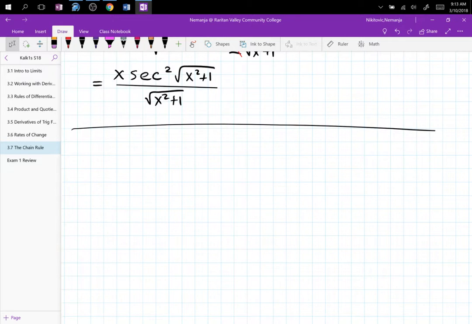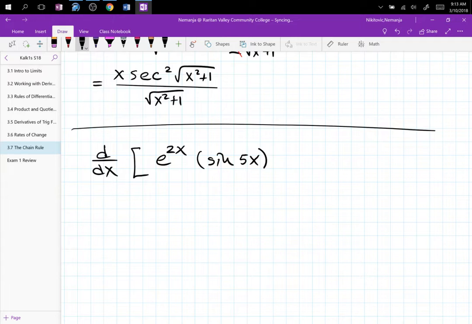So we have the derivative of e to the 2x times sine 5x. So, there you go. Now you're looking at this thing and you say, well, great. It's not e to the x. It's not basic. And it's not sine x. It's not basic. So those are chain rules. But then they're multiplied, which means the product rule.